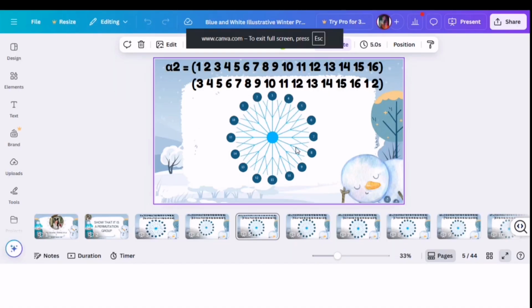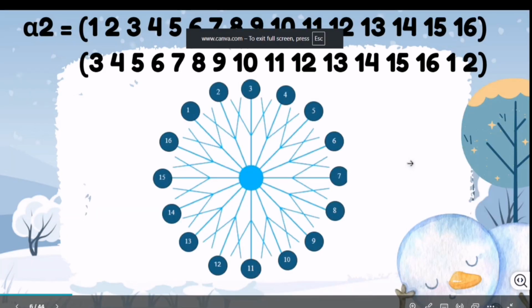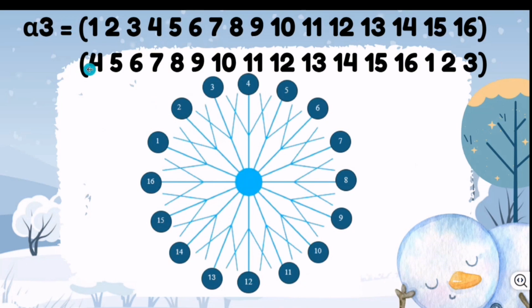And for our alpha sub 3, we have 1 to 4, 2 to 5, 3 to 6, 4 to 7, 5 to 8, 6 to 9, 7 to 10, 8 to 11, 9 to 12, 10 to 13, 11 to 14, 12 to 15, 13 to 16, 14 to 1, 15 to 2, and 16 to 3.